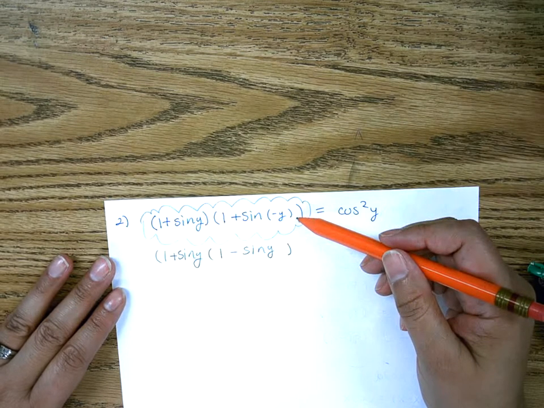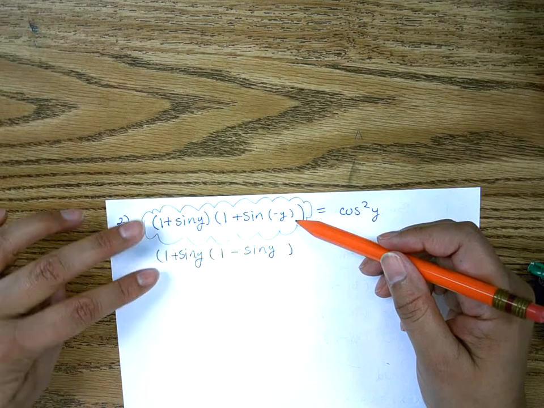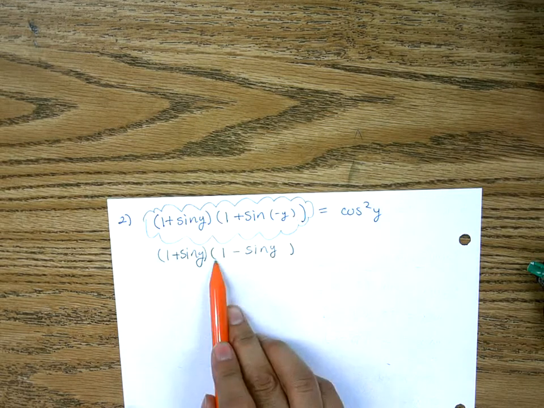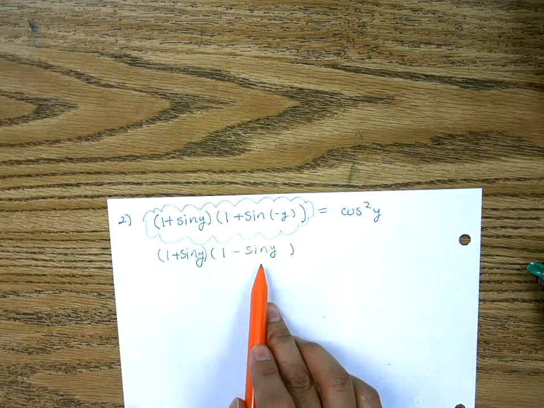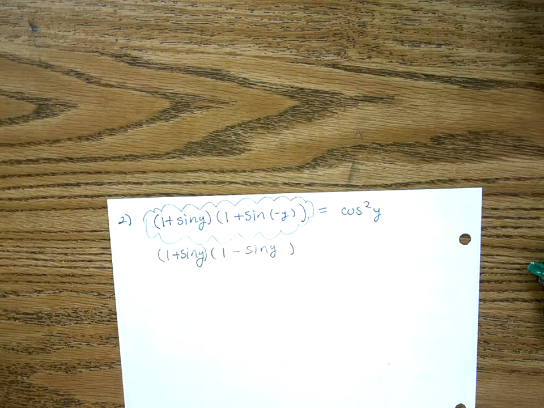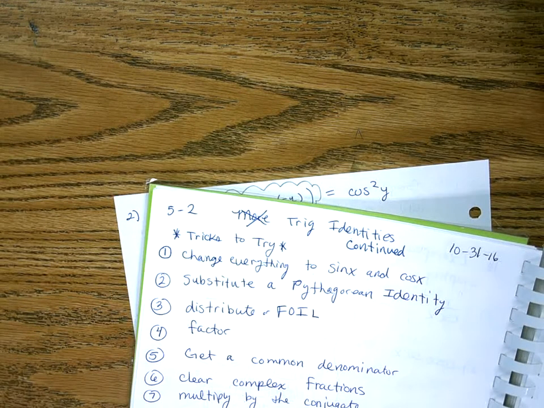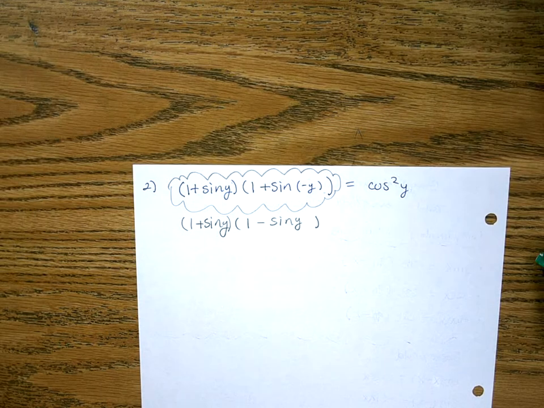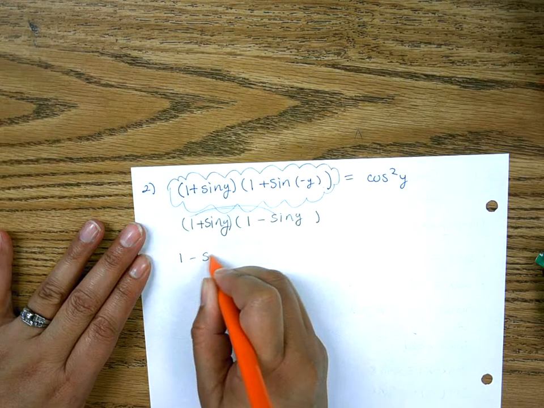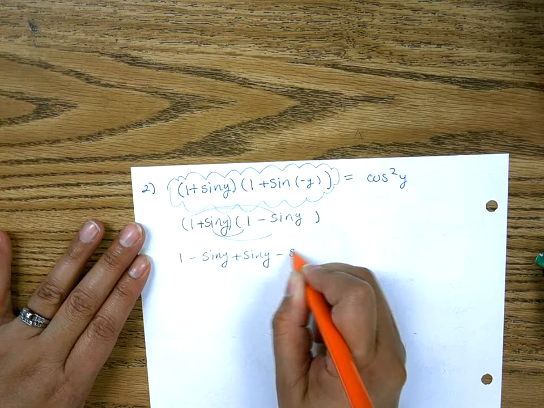So this one's going to change to 1 minus sine of y. Do you see that? Stayed, changed. And then I'm hoping you can see, hey, I can double distribute this. That was one of the tricks to try that we had in our notes the other day. One of the tricks to try was to distribute or FOIL right here. So when we do that, we get 1 times 1 is 1, minus sine y plus sine y, take away sine squared y.